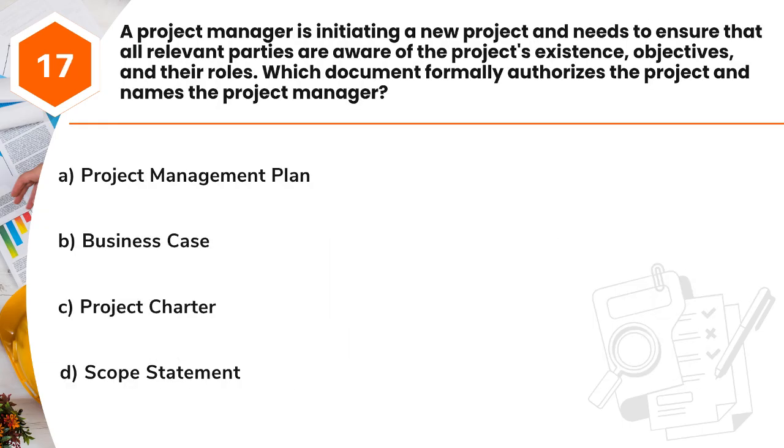Question 17. A project manager is initiating a new project and needs to ensure that all relevant parties are aware of the project's existence, objectives, and their roles. Which document formally authorizes the project and names the project manager? A. Project Management Plan. B. Business Case. C. Project Charter. D. Scope Statement.